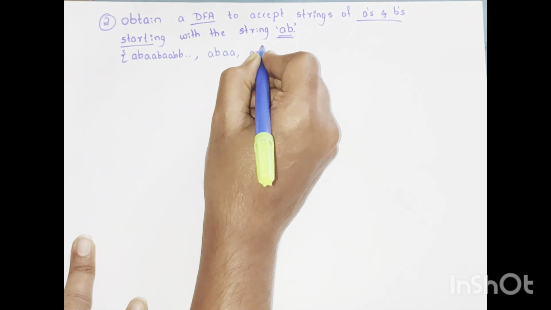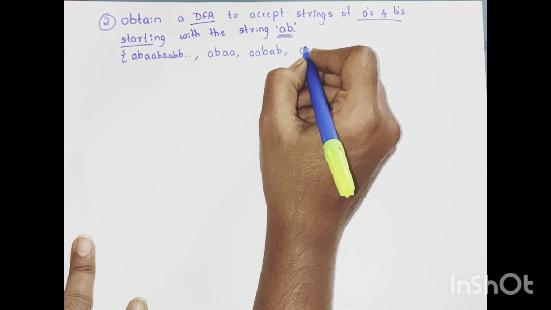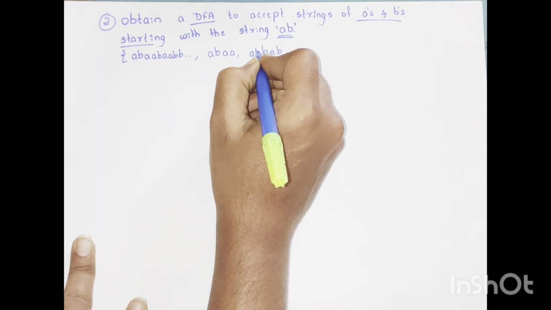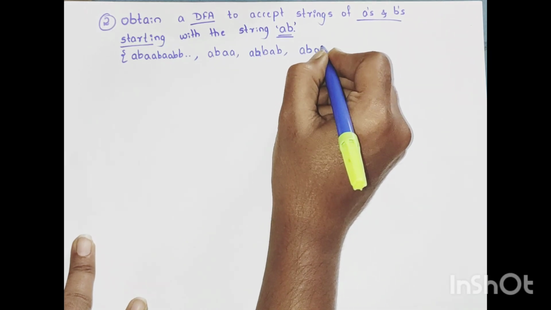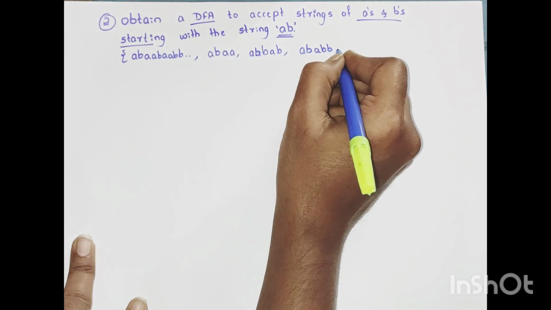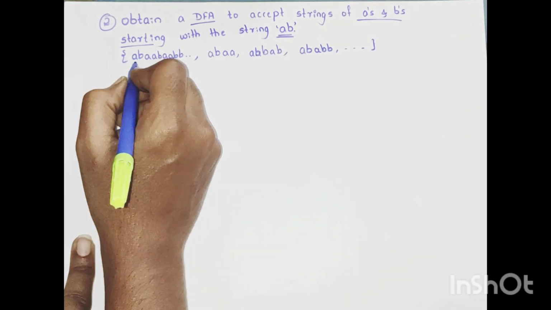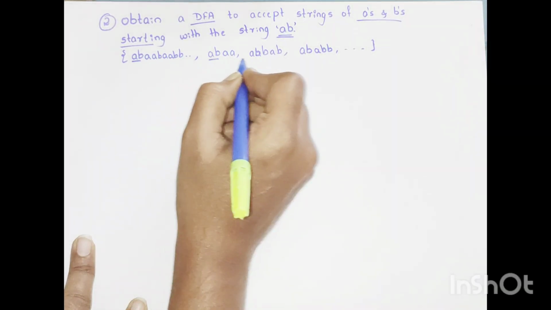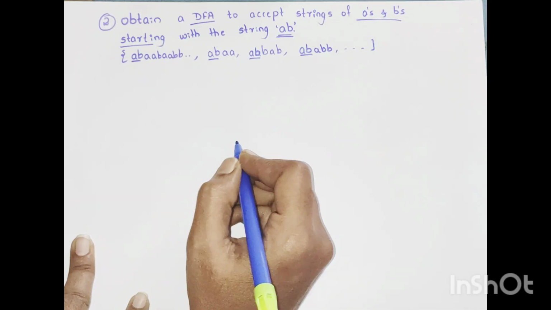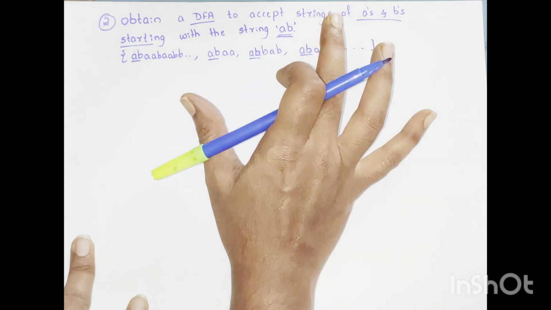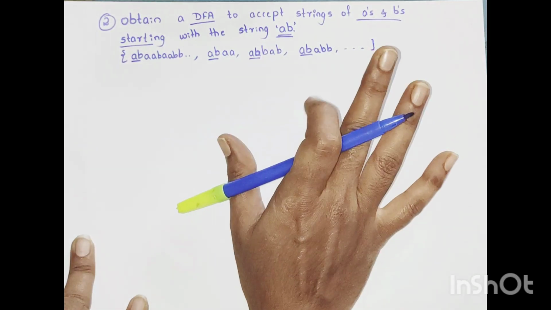Then ABBAB, then ABABABB, and so on. We can observe that for the given strings, all the strings start with AB only. So the machine should accept these kinds of strings.